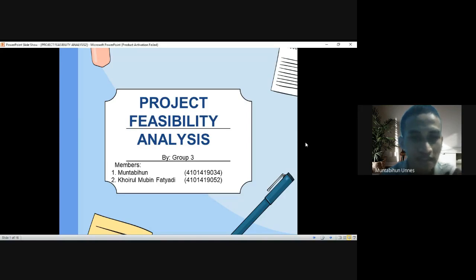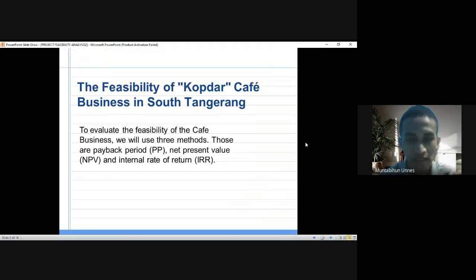Next, the project that we analyze is Kopdar Café Business in South Tangerang. And to evaluate the feasibility of the cafe business, we will use three methods. These are payback period, net present value, and internal rate of return.